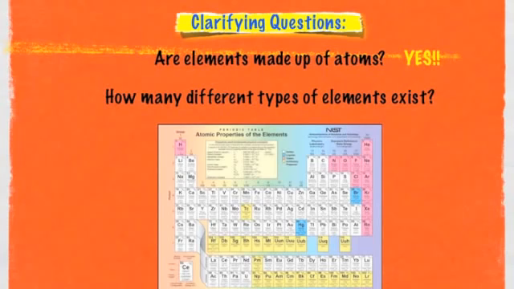And for every block that you see there, or every tile of this periodic table of the elements, represents a different element. This is not quite the most current periodic table of the elements. We have somewhere in the neighborhood of 116 or 117 different types of elements that exist in our world.